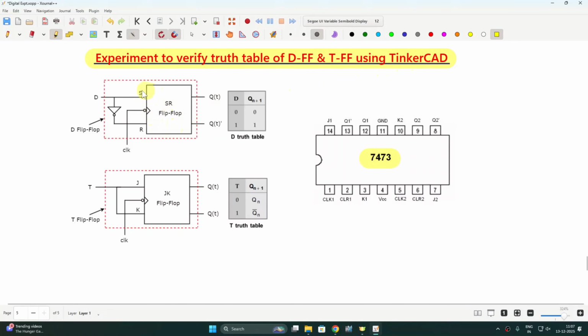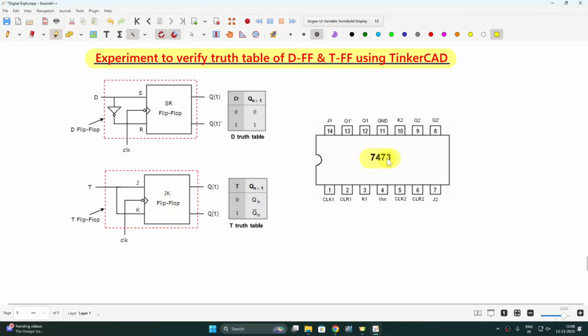So first of all, take a look at the circuit diagram. This is your D input and here you can find there is S and R input. It means we can design D flip-flop by using SR flip-flop as well as JK flip-flop. But if you look at the T flip-flop, it can only be designed by using JK flip-flop only. So in our case, we are designing both these flip-flops by using only JK flip-flop.